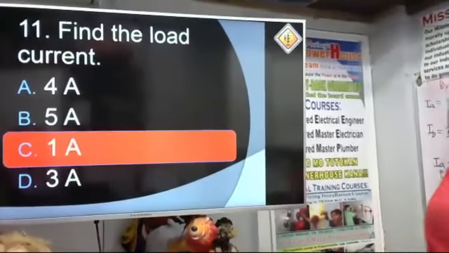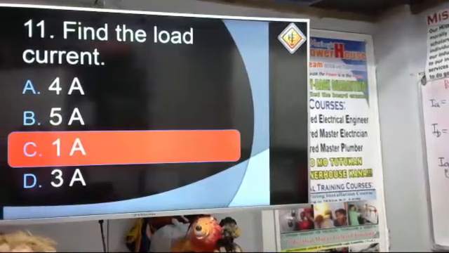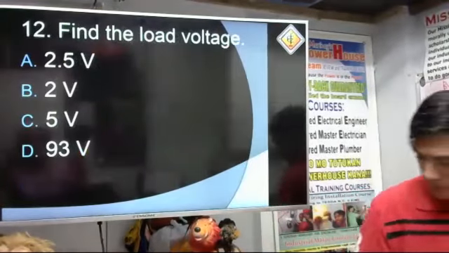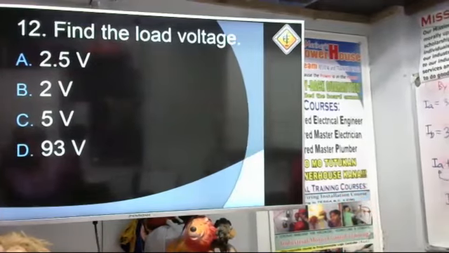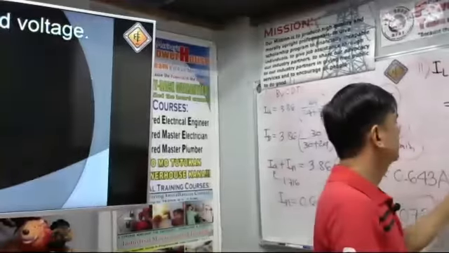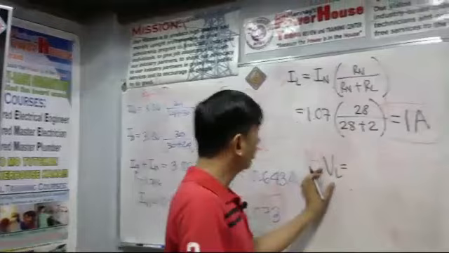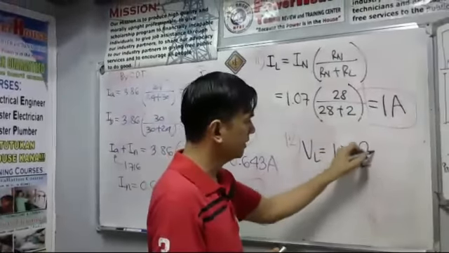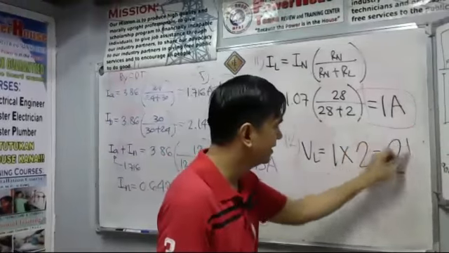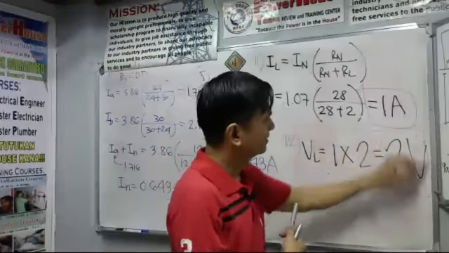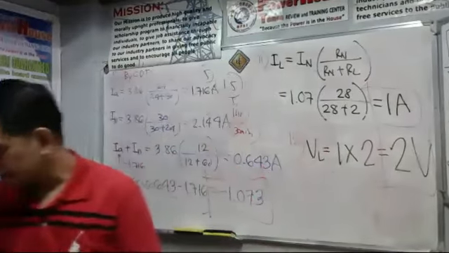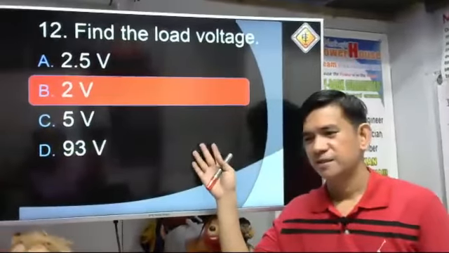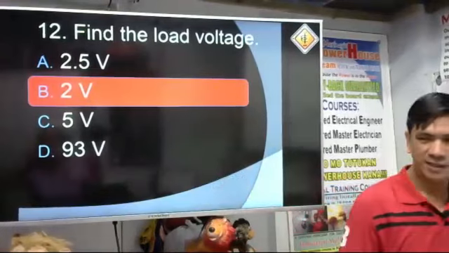Okay, let us solve the last problem. This is very easy. Find the load voltage. The load voltage is simply equal to the load current, which is 1 ampere, times the load resistance, that is 2 ohms. Use your calculator. That is 2 volts. So the answer would be letter B, that's correct.